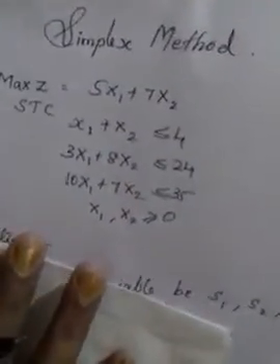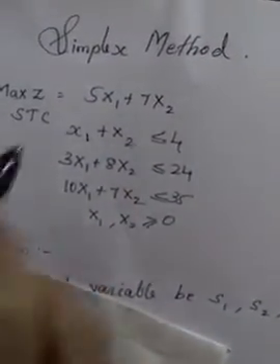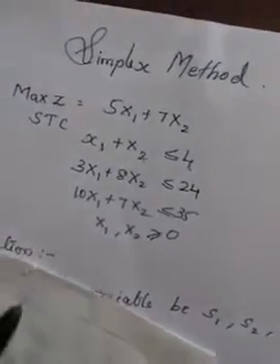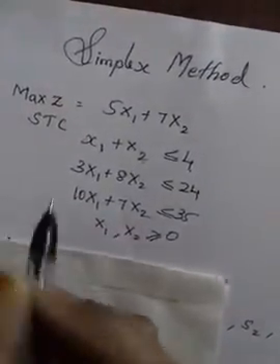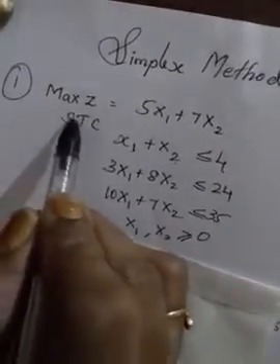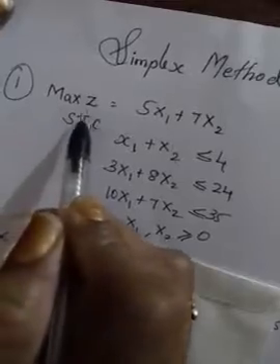Today we are going to discuss the simplex method. In the simplex method, there are two different types of problems: one is maximization, another one is minimization. Okay, so here this is the first problem, a maximization problem. The given problem is a maximization problem.